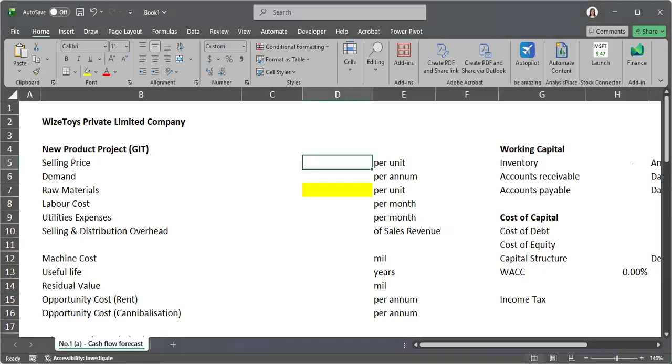Hello, everyone. I'm sure you have seen the previous videos about the information on Wise Toys. Now we're going to use the Excel file to interpret the information.